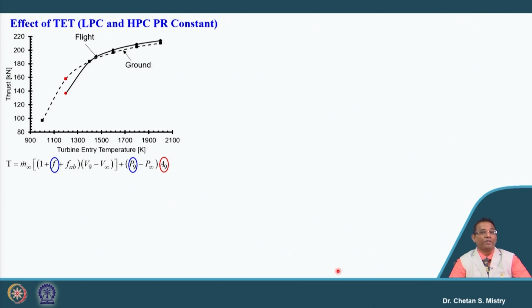Okay. Now, let us look at what is happening with the turbine entry temperature, because it is something that was not favoring in terms of understanding for flight and ground condition. Let us try to understand what is happening with the turbine entry temperature. Here in this case, if you look at what it says, by increasing the turbine entry temperature, we are able to increase the thrust both for the flight condition and the ground condition.